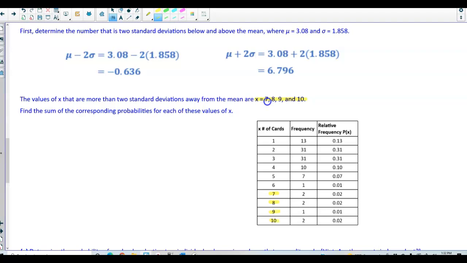So for those values, now we need to look at the probability of those. So what is the probability of 7? Well, it's 0.02. What is the probability of 8? 0.02. What's the probability of 9? 0.01.